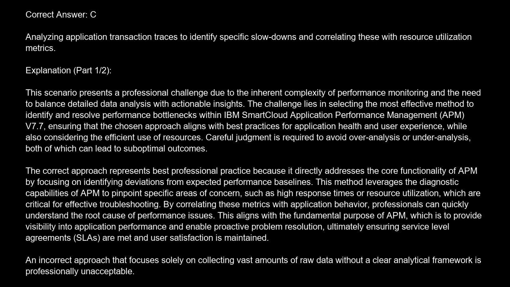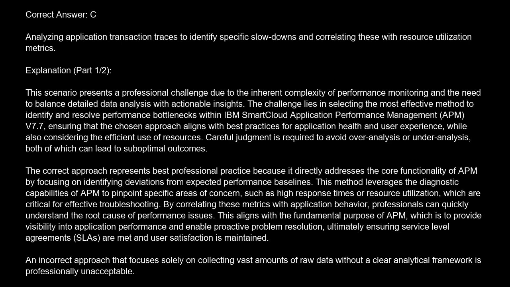The correct answer is C. Analyzing application transaction traces to identify specific slowdowns and correlating these with resource utilization metrics. Explanation. This scenario presents a professional challenge due to the inherent complexity of performance monitoring and the need to balance detailed data analysis with actionable insights.